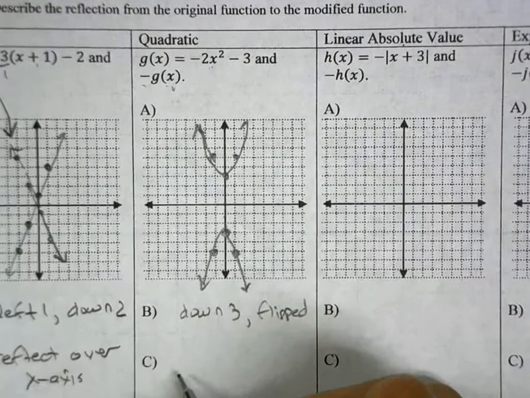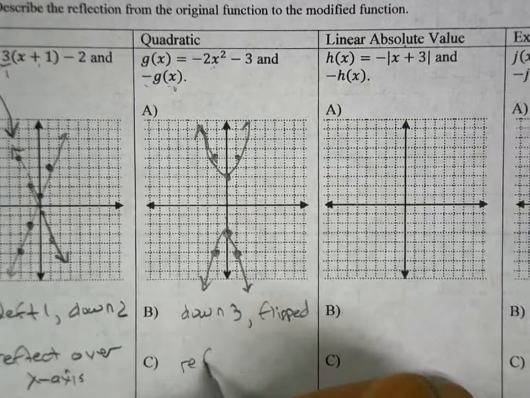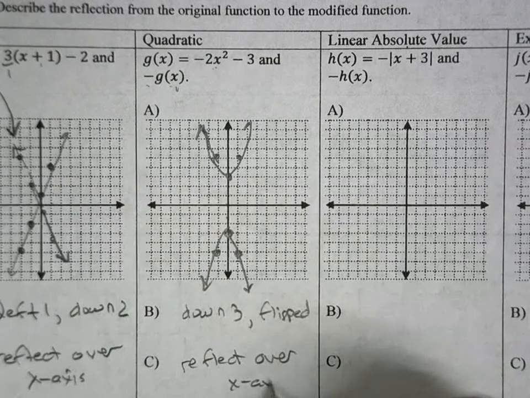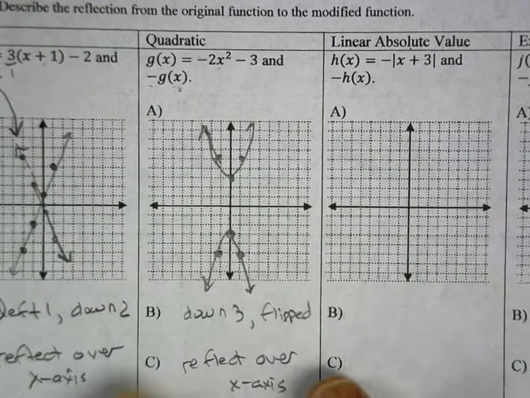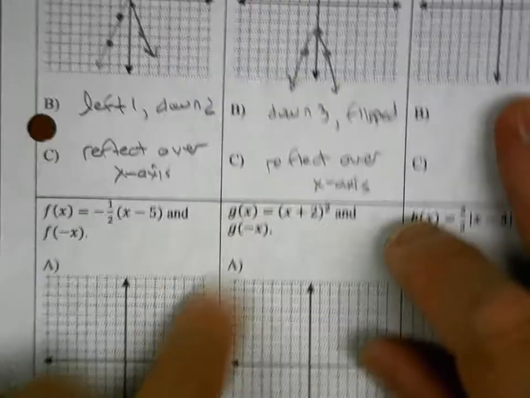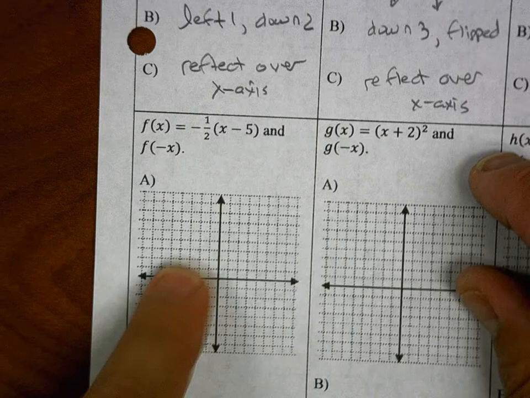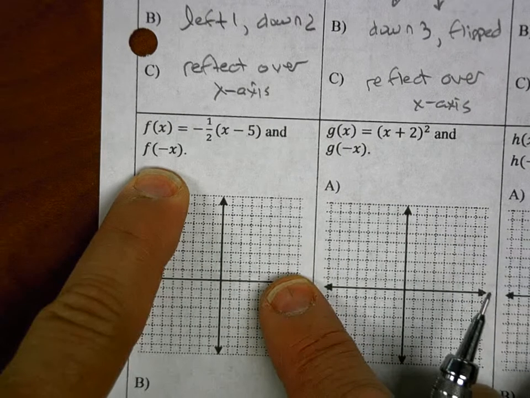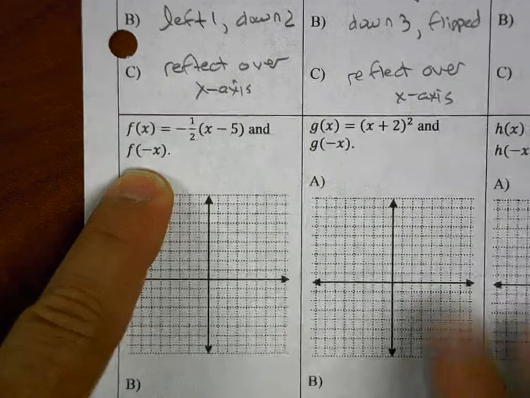And then we'll put the same thing we put there. So reflects over the x-axis. We may get to these, but let's go down to, let's do this one. This is a different type of reflection. This reflects over the y-axis, but let's go ahead and do it.